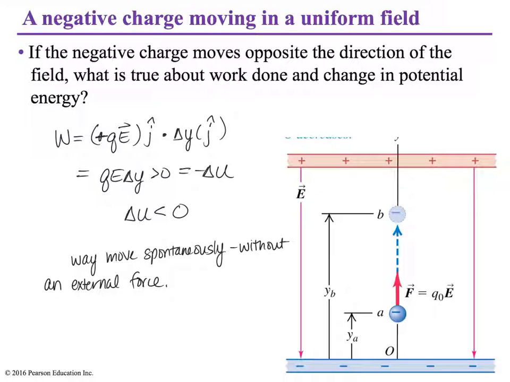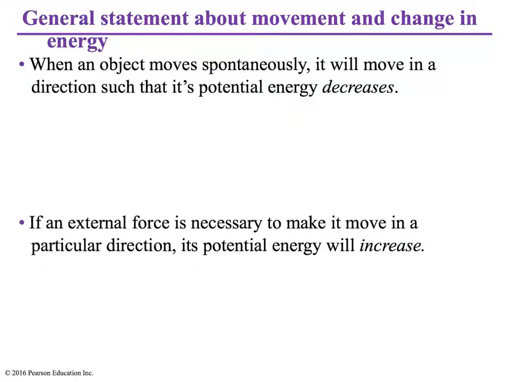So again, the idea here is that if we allow it to move in the way that it wants to, spontaneously in this electric field, it'll naturally move to a direction of decreasing potential energy. While when we have to apply a force to make it move in a certain way, that external force ends up putting energy into the system, and that's why it can move to a place of higher potential energy. So basically, what we generally find from these 4 different cases is if an object moves spontaneously in a particular direction, it's going to move in a direction that its potential energy will decrease.